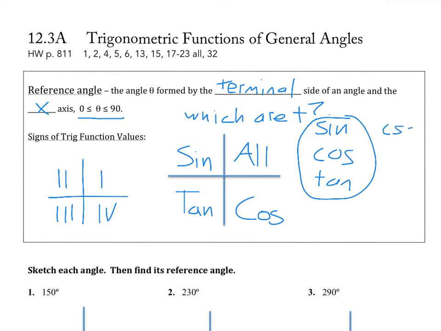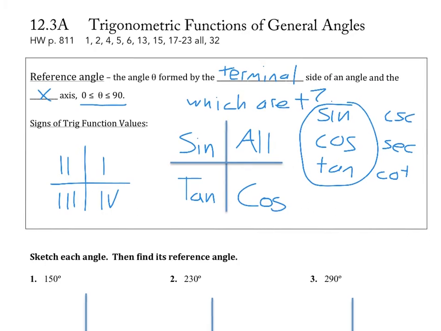So you might be wondering about the other 3. What about cosecant, secant, and cotangent? Well, those just follow their reciprocals. So if sine is positive, cosecant is positive. If sine is negative, cosecant is negative. So the other 3 just follow their reciprocals. So this trick only works for sine, cosine, and tangent. The reciprocals will just copy.